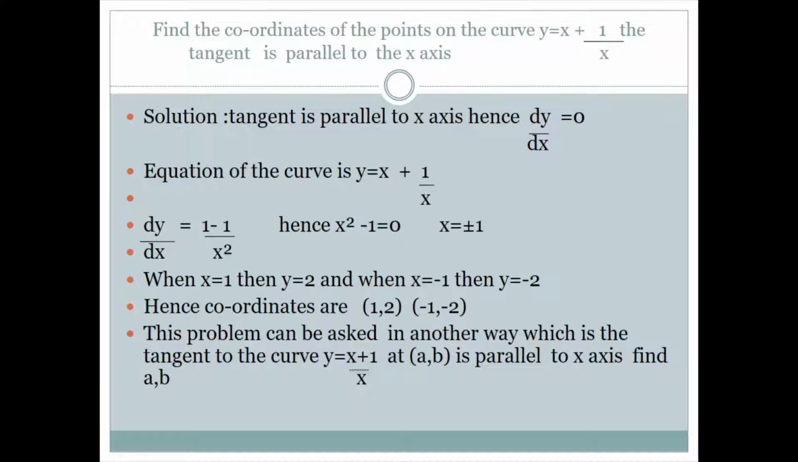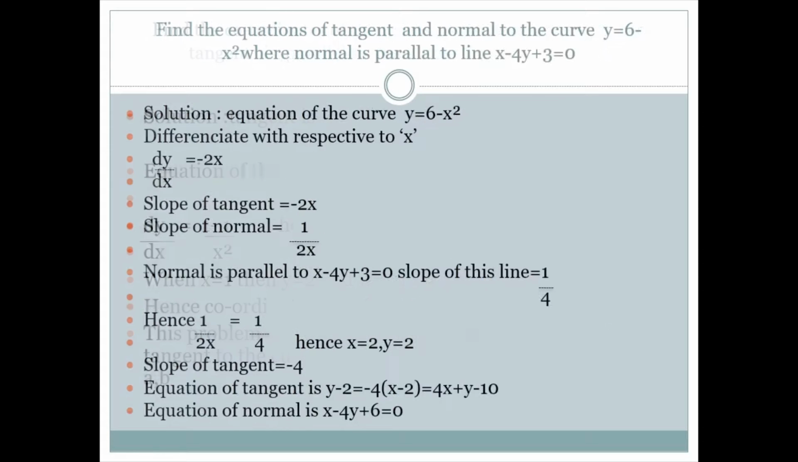This problem can be asked in another way: the tangent to the curve y is equal to x plus 1 upon x at a comma b is parallel to the x-axis. Find a comma b. Next problem, find the equation of tangent and normal to the curve y is equal to 6x square, where the normal is parallel to the line x minus 4y plus 3 equal to 0.